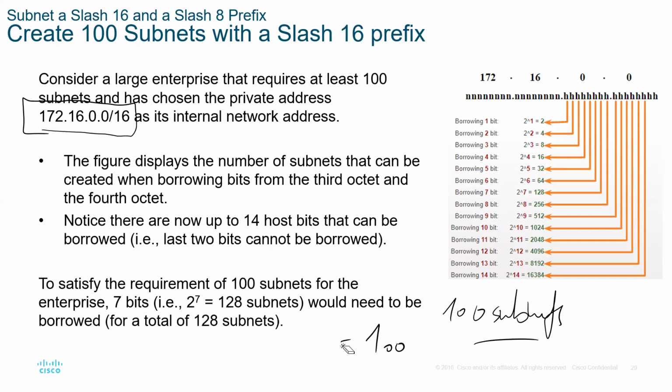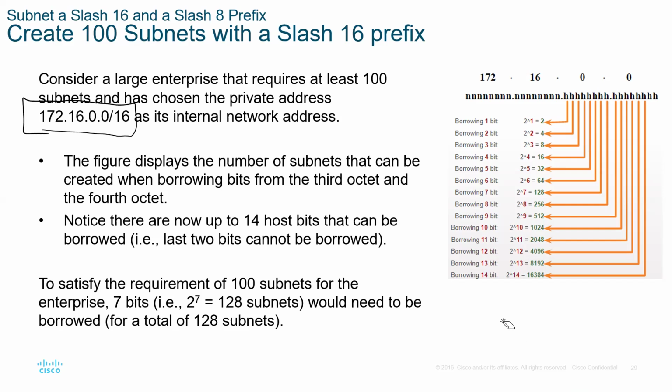If I use 2 to the power of 6, it's a number less than 100. Let me do a quick calculation. 2 to the power of 6 is 64, which is less than 100. So the next best thing is 2 to the power of 7, which creates 128. From the 128, I can use my 100 and I'm left with 8 subnets. I'm satisfied. So to create 100 subnets, I need to borrow 7 bits.